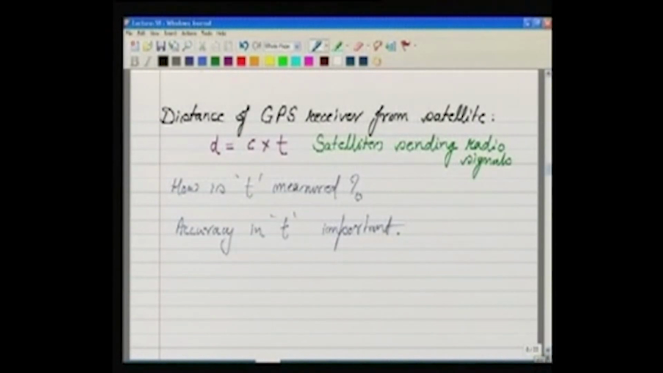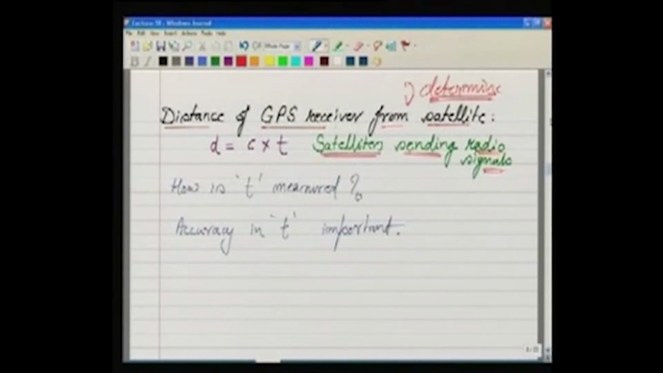Well, first we will talk about the distance. The distance of the GPS receiver from the satellite, we were saying that we can determine. Now how are we determining this? This is what we are going to look into now. Well, the satellites are sending radio signals.